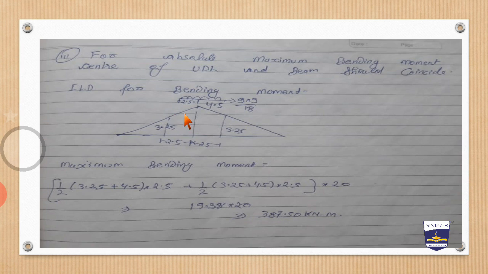So this total length will be equal to 2.5 and this will be equal to 2.5. So you can calculate in a similar way as we have calculated in the previous question. So this will come as 387.50 kilonewton meter.